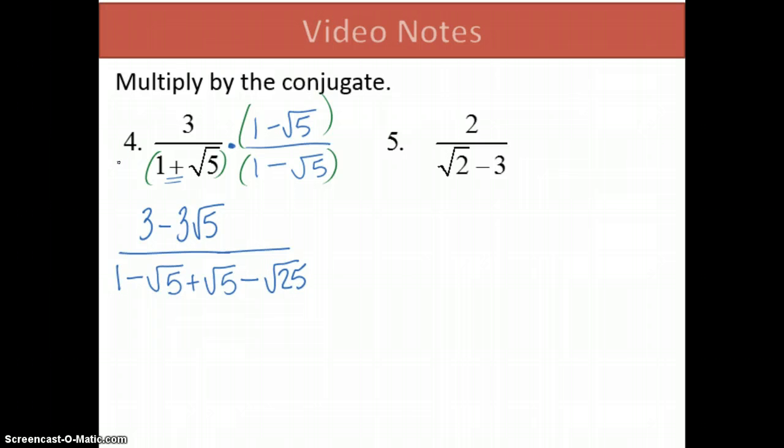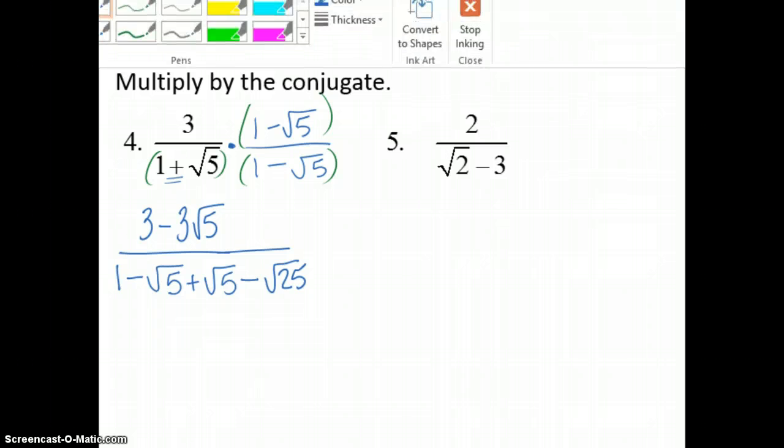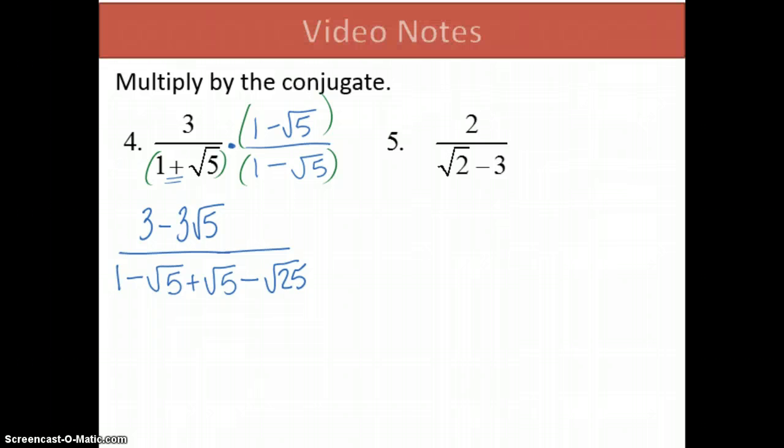Now it looks like a little bit of a mess, however, it's not, because it simplifies nice and pretty. The top stays the same. Can't do anything else with that. The bottom here, we've got negative root 5 plus root 5. Those cancel out. Notice this is like our perfect squares, when we have x plus 3 times x minus 3. The only thing different is the sign. So these middle terms cancel out.